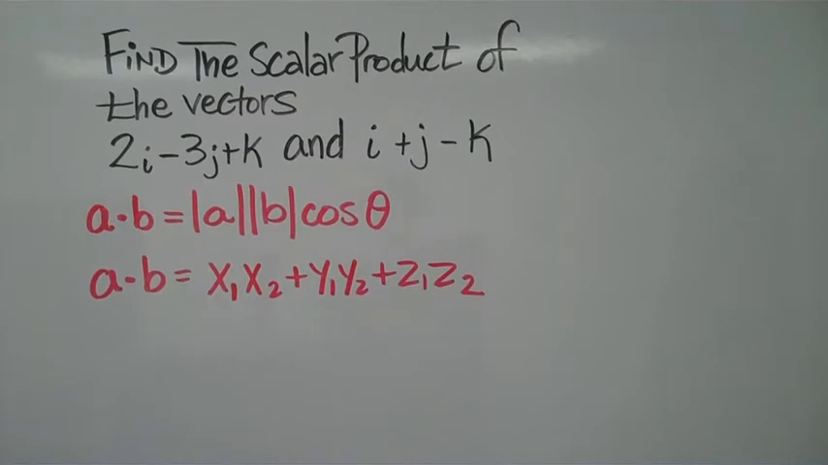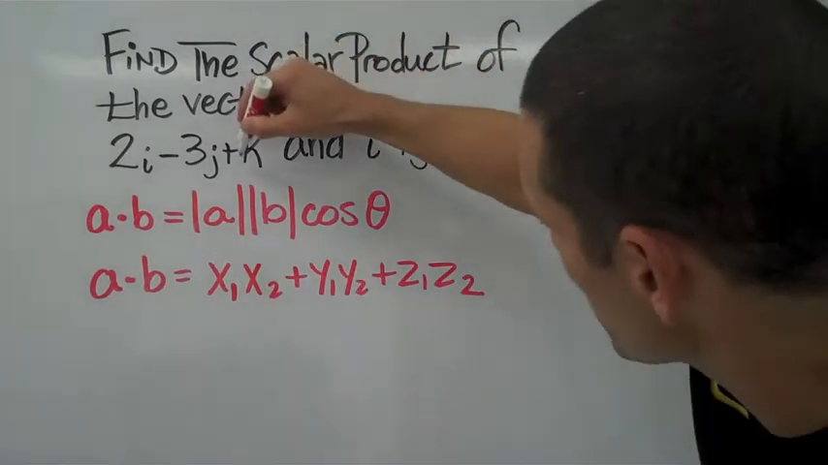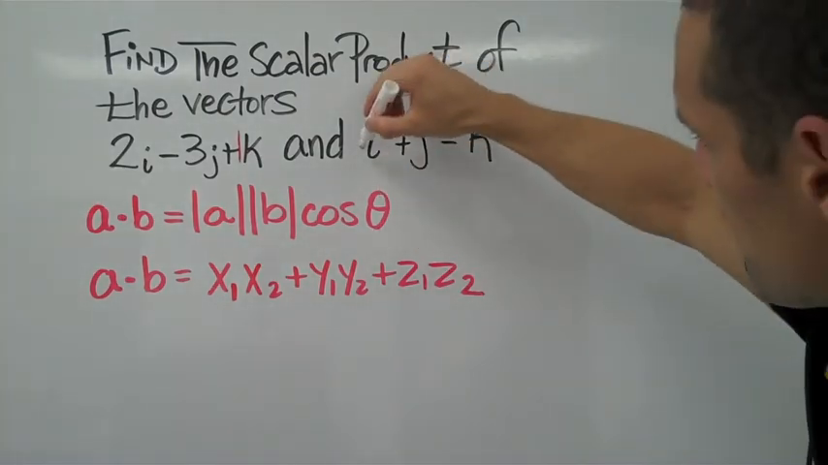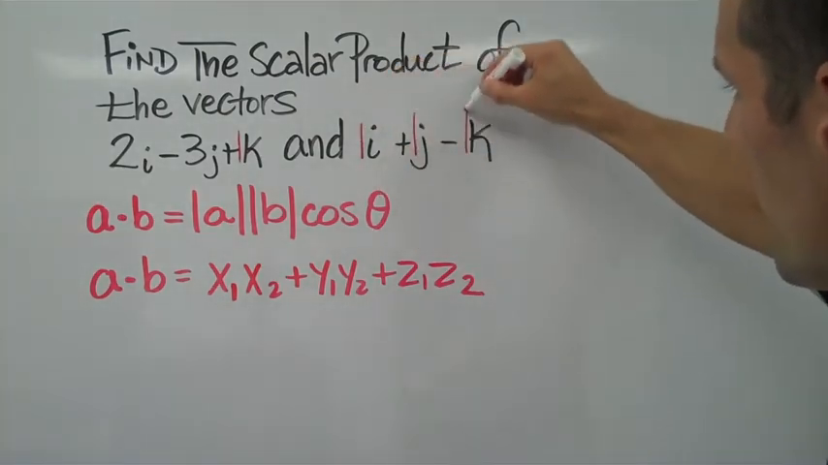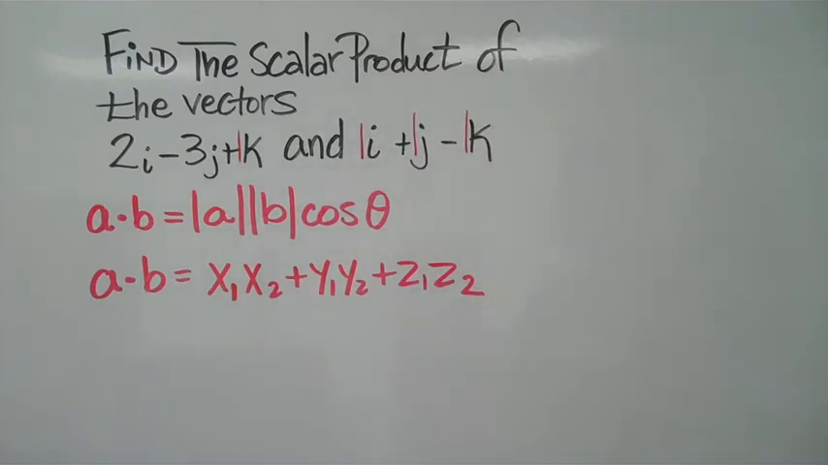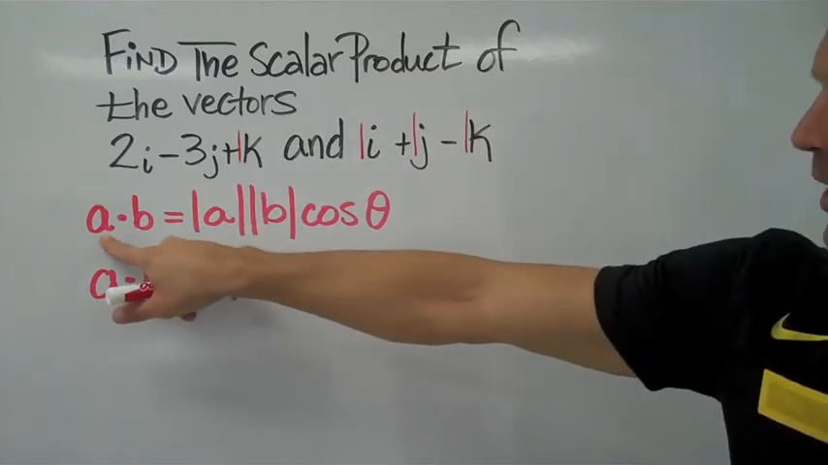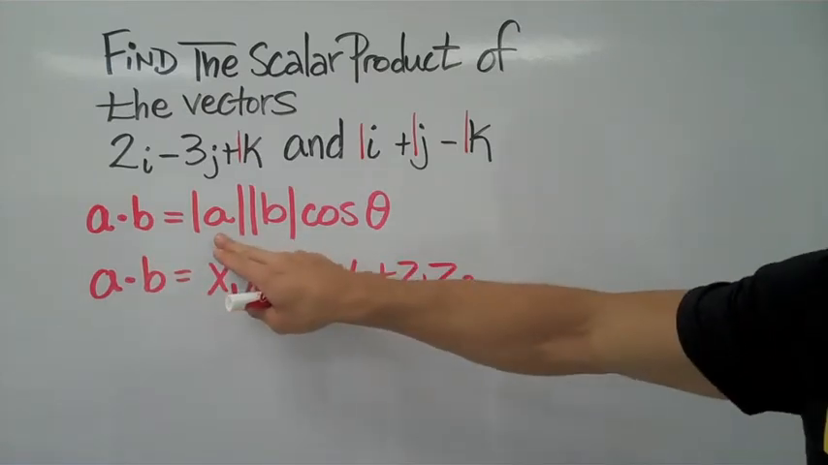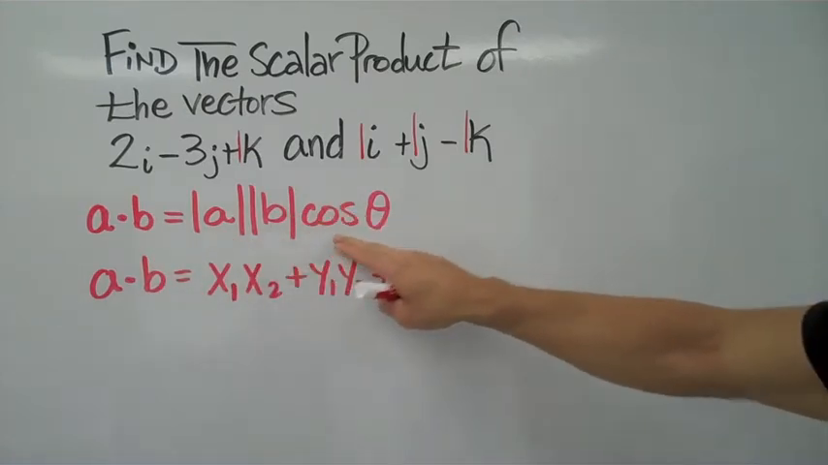This question asks us to find the scalar product of the vectors 2i minus 3j plus k. Well, the first thing that we have to realize is that this is plus 1k, and i plus j minus k. This is 1i, 1j, and 1k. Of course, we know that the scalar product or the dot product A dot B is the magnitude of A times the magnitude of B times cosine theta.